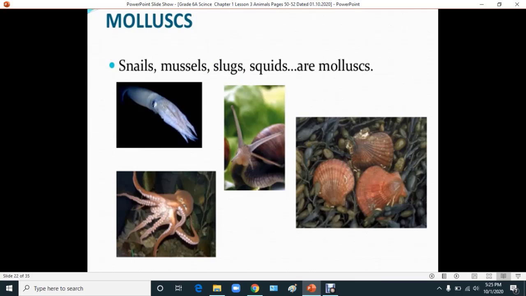Here you can see different examples: snails, slugs, and others are all mollusks, as you can see from this picture.